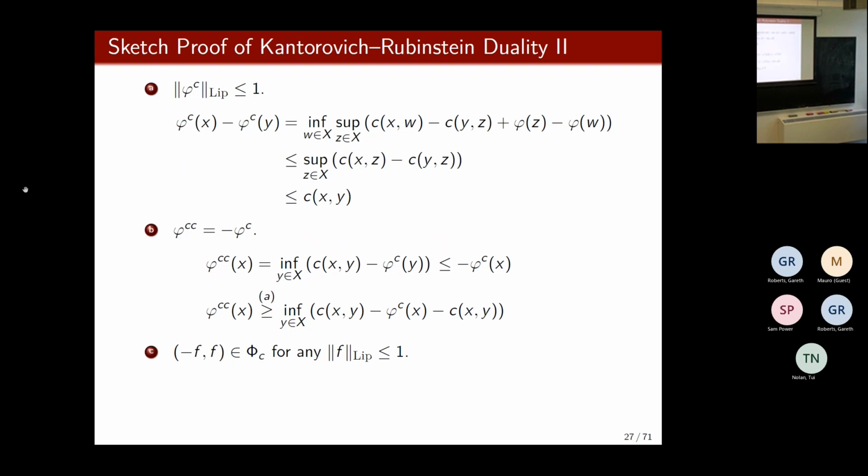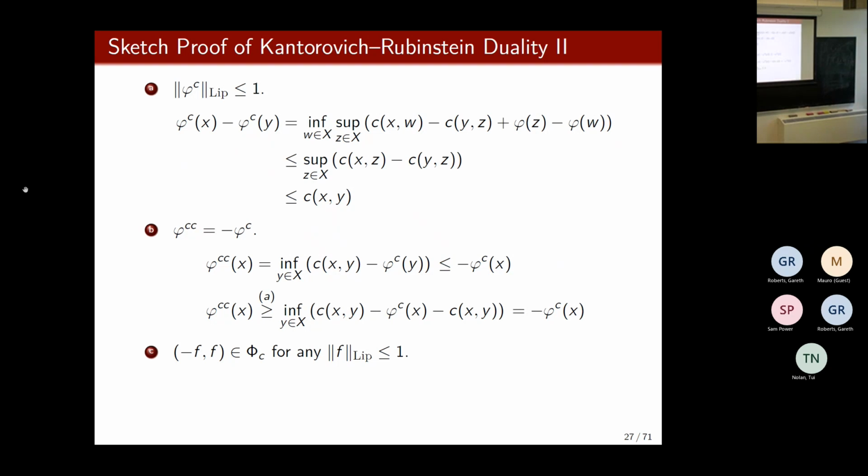So now I need the lower bound. For the lower bound, I can use part A. In particular, I can replace this phi c by phi c of x minus c of x y. Then these two cancel, and I get minus psi of c of x. So actually this is true for all psi, assuming that c is a metric.